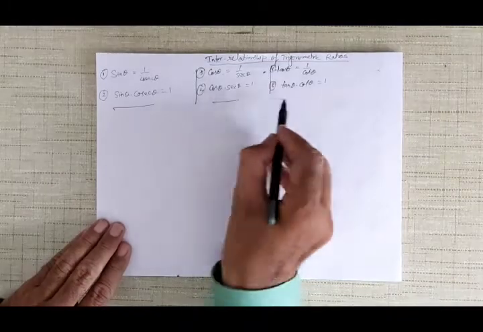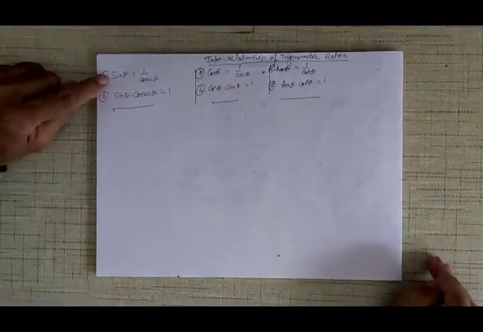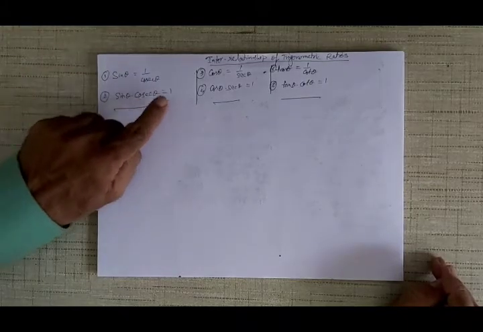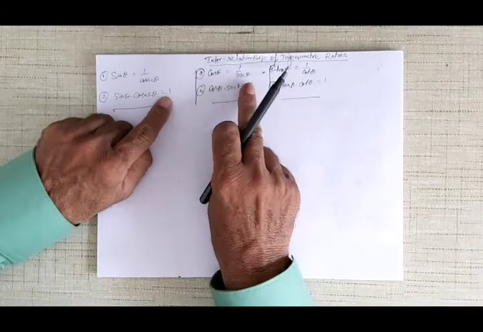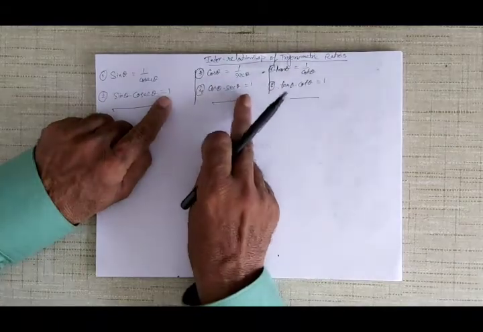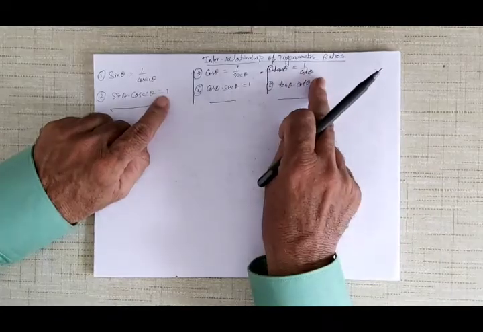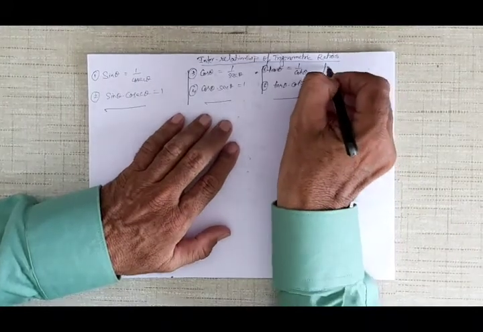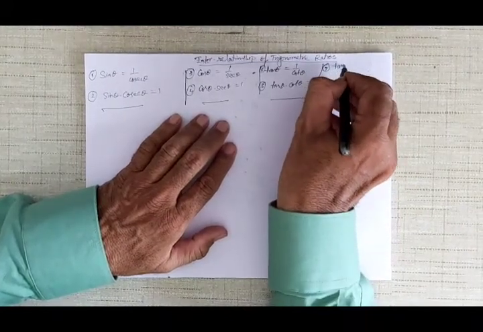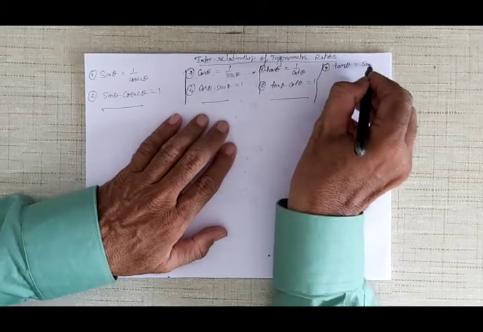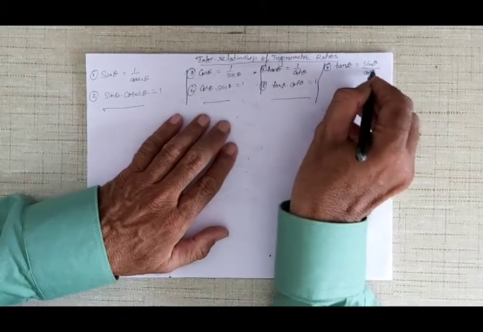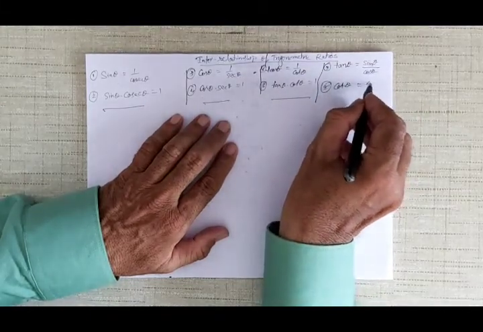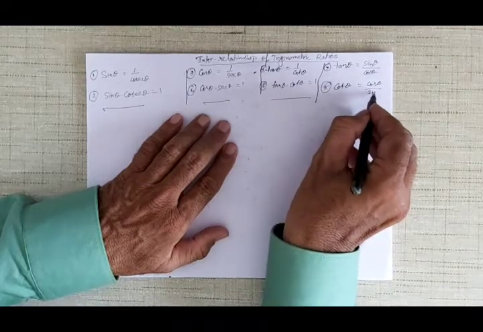Alright, these are important ones. Once again, sine theta is equal to the reciprocal of cosec theta, so sine theta multiplied by cosec theta will be equal to 1. Cos theta is the reciprocal of sec theta, therefore cos theta into sec theta is 1. Tan theta is the reciprocal of cot theta, so tan theta into cot theta is equal to 1. Also, there are two more that you need to understand. Number 7, tan theta is equal to sine theta upon cos theta. And number 8, cot theta is equal to cos theta upon sine theta.